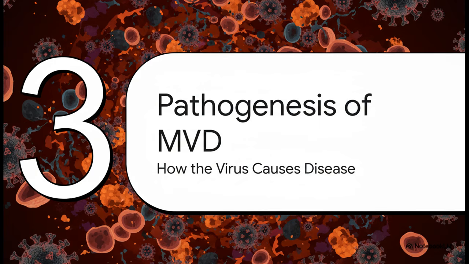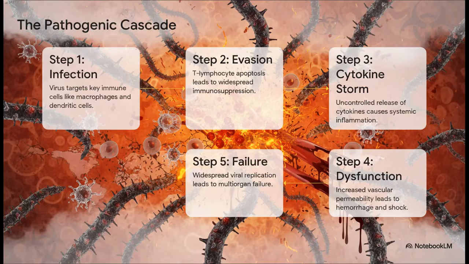So this brings us to the big question. How does Marburg virus infection actually lead to such severe systemic illness? Let's walk through that step-by-step process. The pathogenesis of MVD really unfolds in this devastating cascade. The virus starts by targeting key immune cells, especially macrophages and dendritic cells. This attack messes with antigen presentation and causes widespread T lymphocyte death, leading to a state of profound immunosuppression.